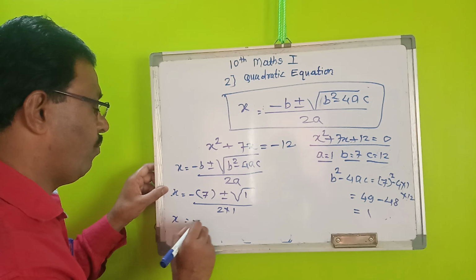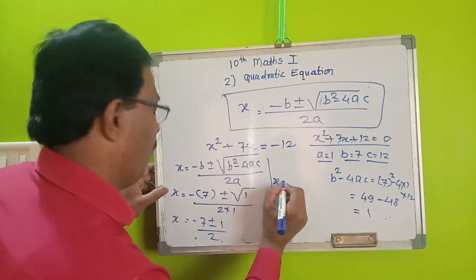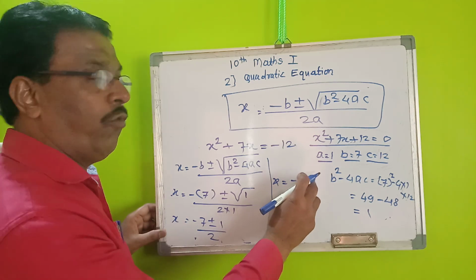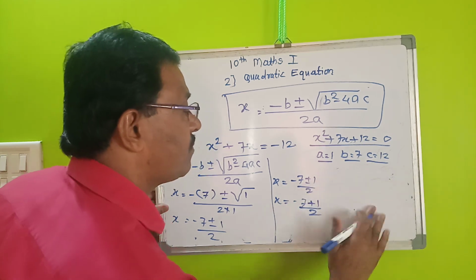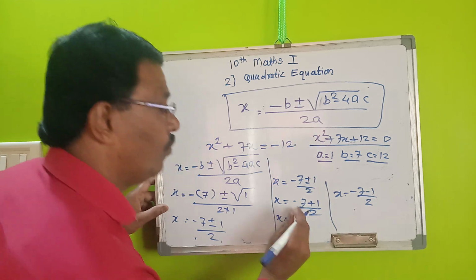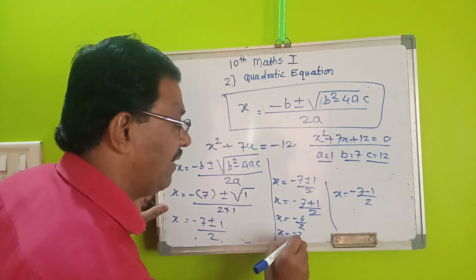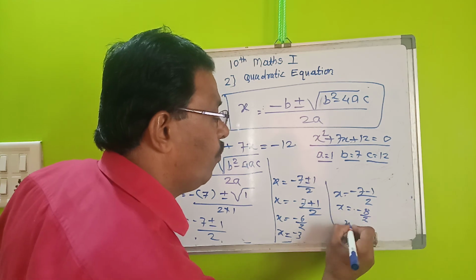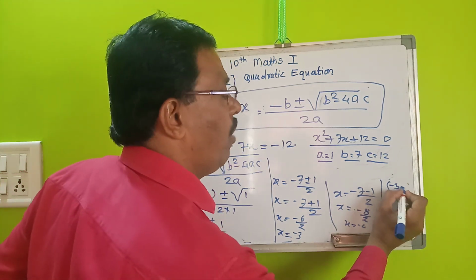1. So x is equal to minus 7 plus minus square root of 1, which is 1, upon 2 ones are 2. What happened? x is equal to minus 7 plus minus 1 upon 2. Take one time positive and one time negative. So x is equal to minus 7 plus 1 upon 2, or x is equal to minus 7 minus 1 upon 2. So x is equal to minus 7 plus 1, minus 6 upon 2, so x is equal to minus 3. Here x is equal to minus 7 minus 1, minus 8 upon 2, 2 fours are 8, minus 4. So the solution of the given equation is minus 3, minus 4.